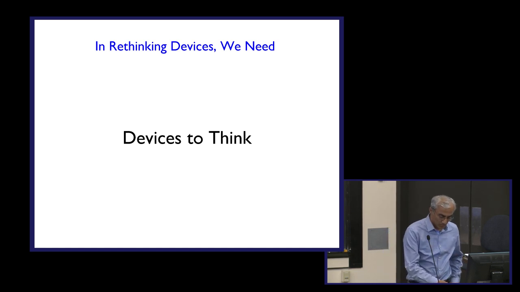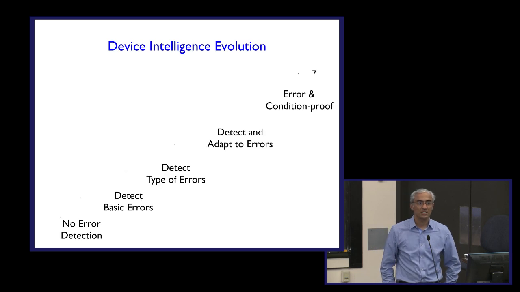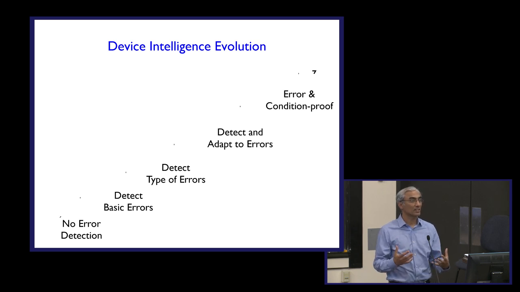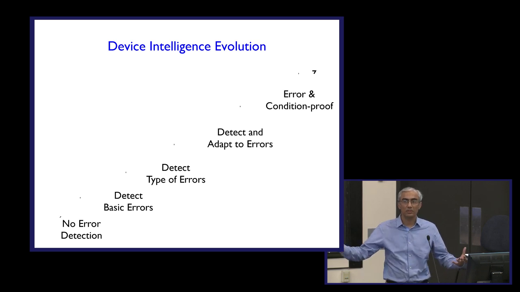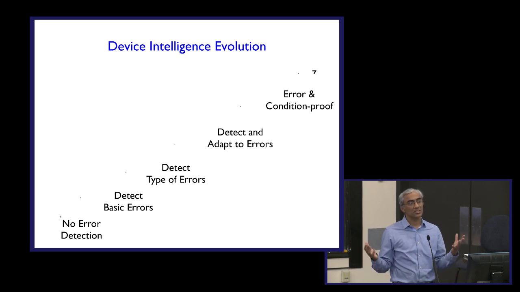So one way for us to get inspired by how to innovate is we need a device intelligence evolution of sorts. Right now we're on the lower left corner, where the devices don't do any error detection. They assume that the human operator is doing it correctly. Some of them would detect basic errors, and that's where most of the devices stop, devices which actually measure something of the body. So what we want is them to detect errors, detect and adapt to errors, and eventually if they become really smart, they become error and condition proof. No matter how you operate, you're going to do it right.